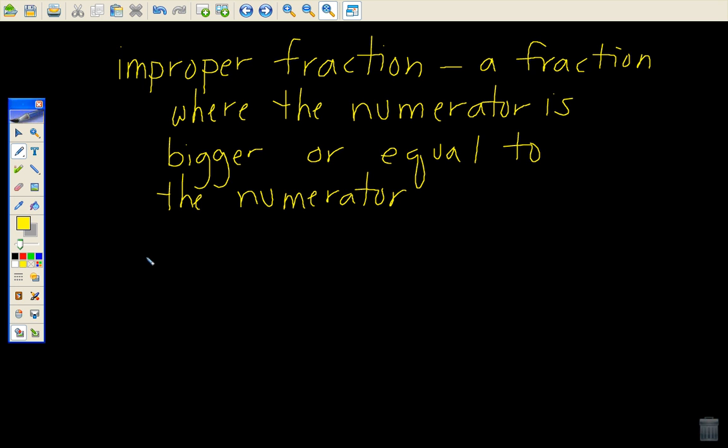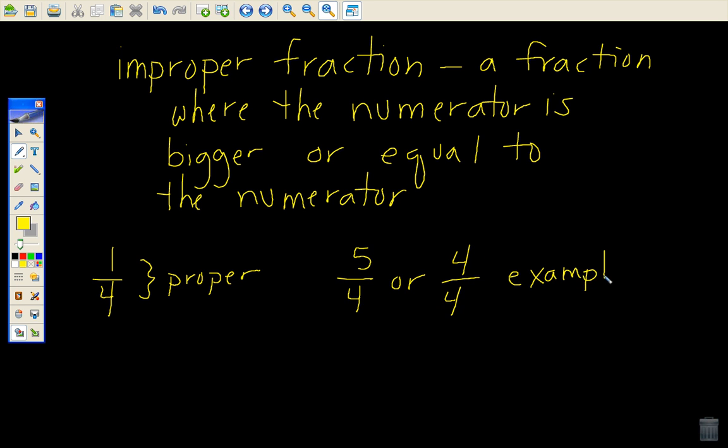So what this could look like, we're used to seeing like 1/4. This is a proper fraction. An improper fraction would be one where the numerator is bigger than the denominator or equal to it. So it could be 5/4 or even 4/4, which of course equals 1, right? So whenever you see a fraction where the numerator is bigger than the denominator or the numerator is equal to the denominator, these are examples of improper fractions.